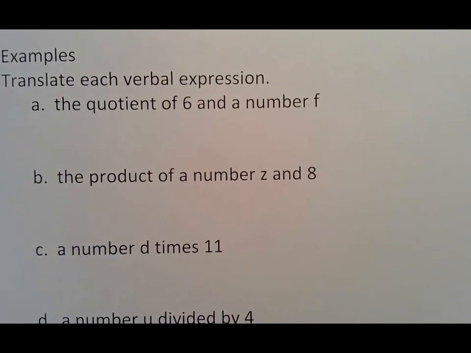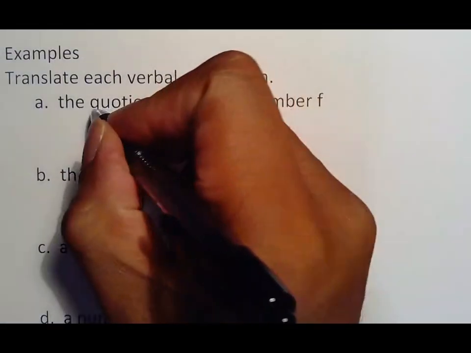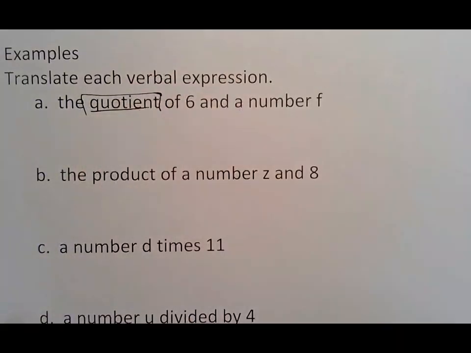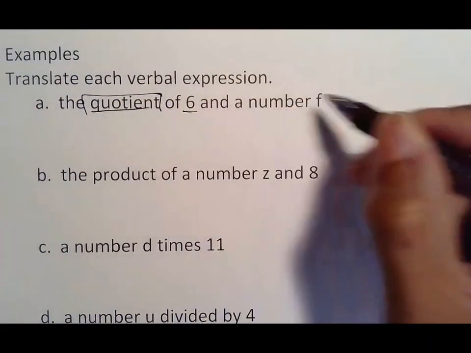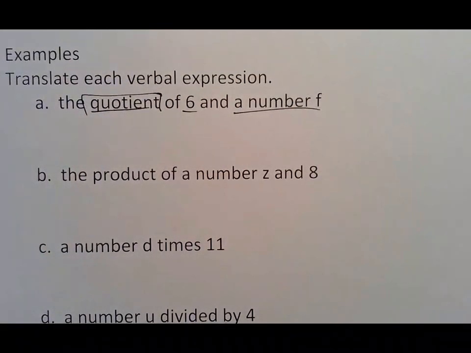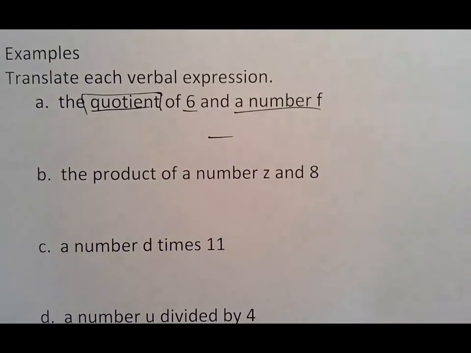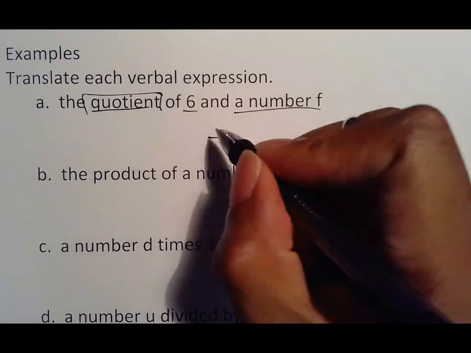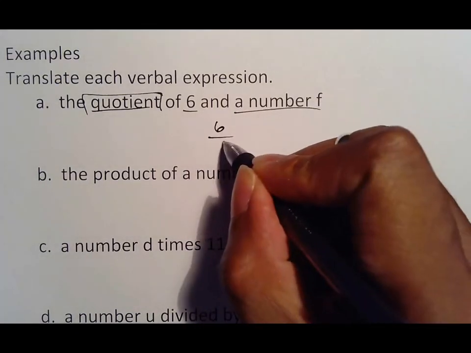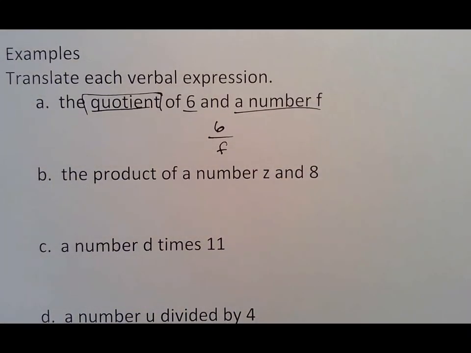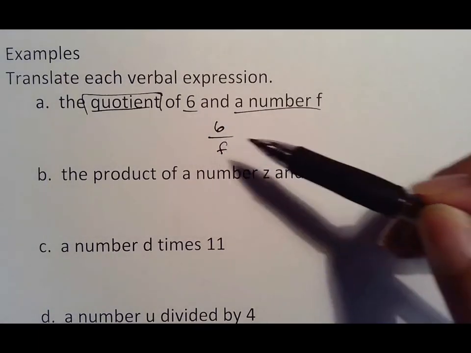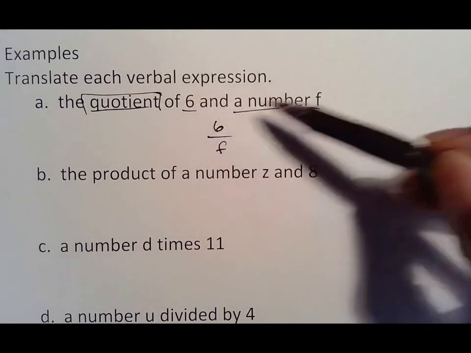Again, everything we do revolves around the key word. I see the word quotient. That word stands out to me. The quotient of 6 and a number f. I see 6. I see a number f. Quotient means I'm going to divide, which means I'm going to have a fraction. It looks like a minus sign, but it's really a fraction. The first thing stated is 6, which means that goes on top. The second thing talked about is f, which means that f goes on the bottom. That is 6 divided by f. Quotient means divide. That's first. That's second.